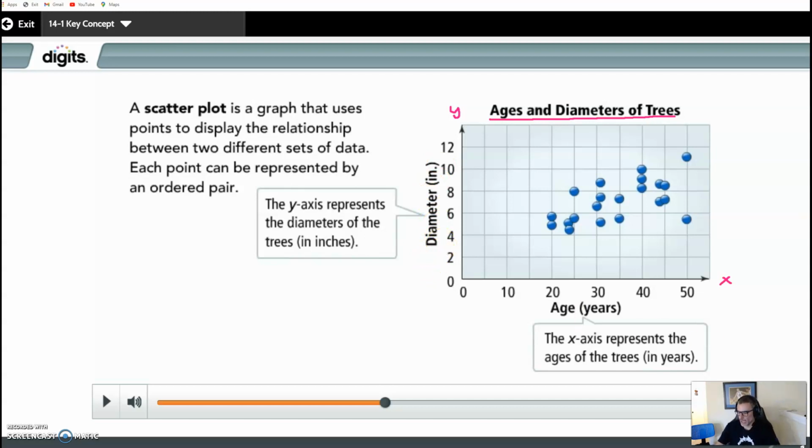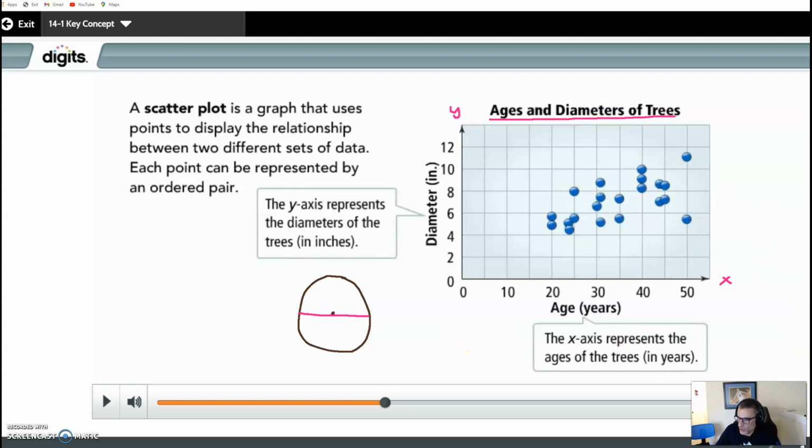Now, if you forgot what the diameter is, if you have a circle, so imagine this is like a cross-section of the trunk of a tree, right? And then here's the exact center. The diameter would be the distance from one side of the circle through the center to the other, right? So essentially for a tree, we're measuring how wide is the tree.